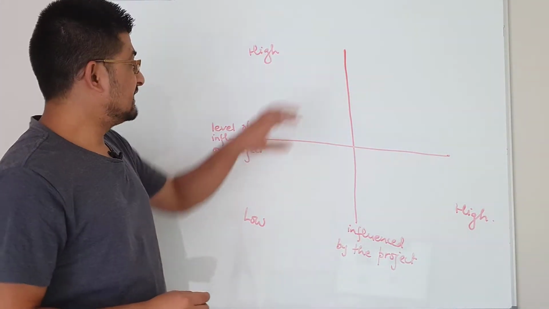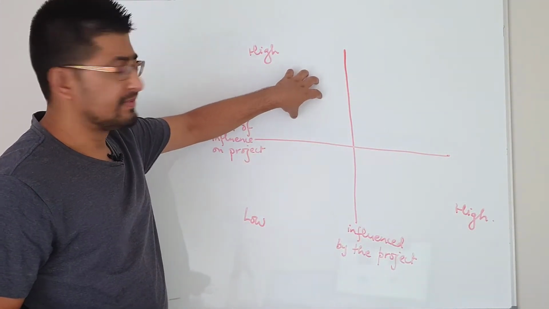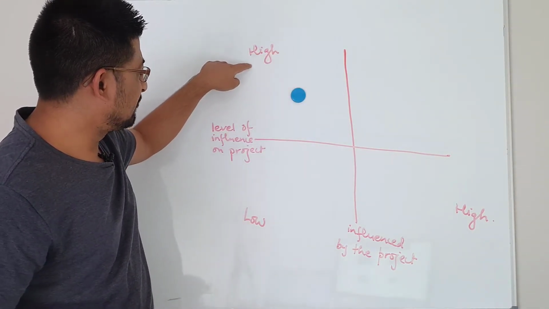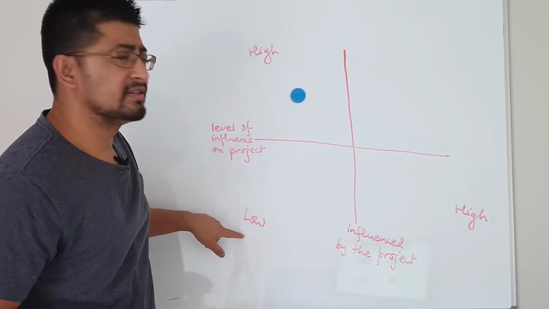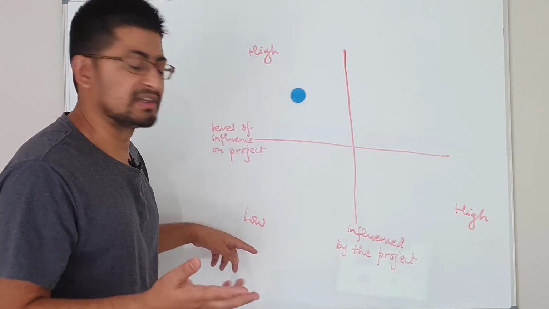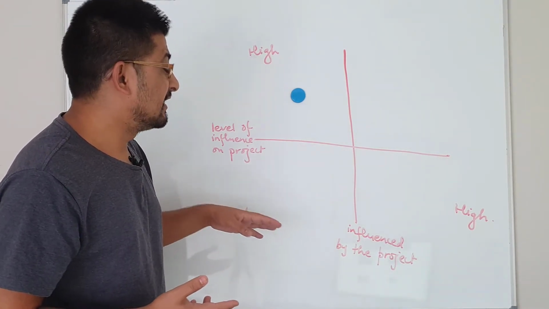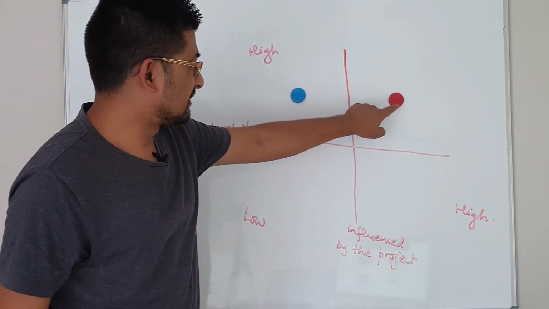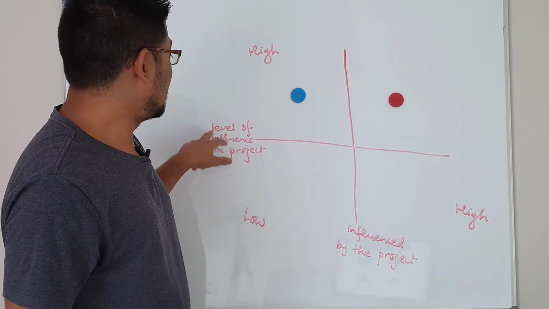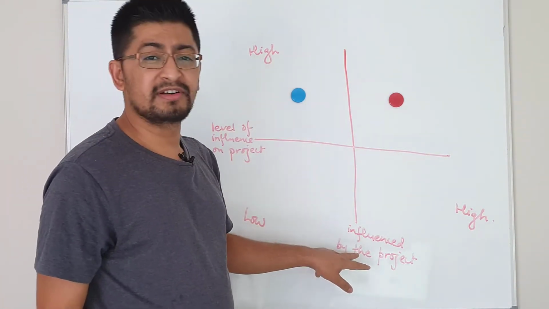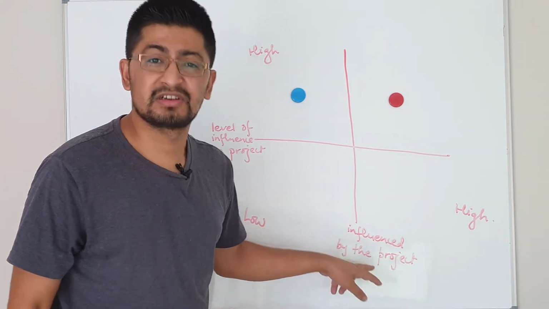So if the stakeholder falls on this area, that means that stakeholder will have high influence on the project, but will not be influenced by the project too much. So they are less influenced by the project. Whereas if the stakeholder falls on this section, that stakeholder has very high influence on the project and is also highly influenced by the success of the project.